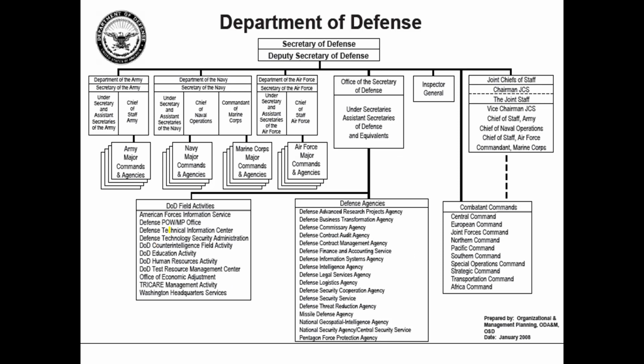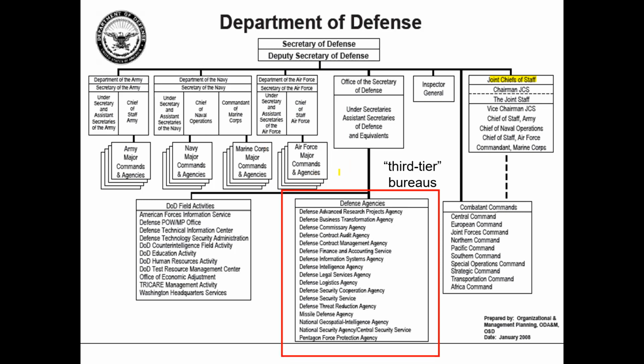Here's the Department of Defense. This includes all three branches of the armed forces, and there's the Joint Chiefs of Staff that is part of the Executive Office of the President, that reports to the President and coordinates all the major departments of defense. Now, the Department of Defense actually does have third-tier bureaus as well. These may not be as familiar.